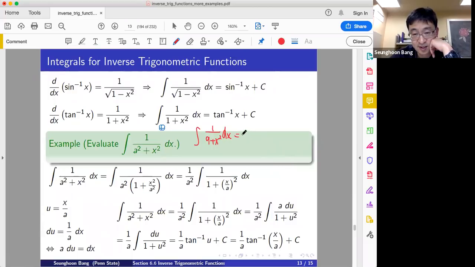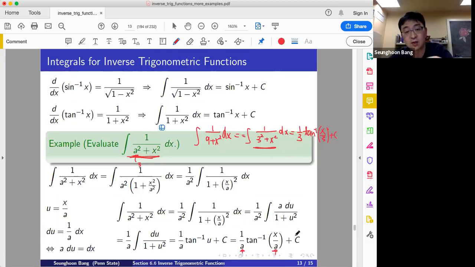This changes like this. This form is the same as this one, where a is 3. As a is 3, you can plug 3 into a. What's the final answer? 1/3 inverse tangent of x over 3 plus c. That's it. This is the final answer of this question.